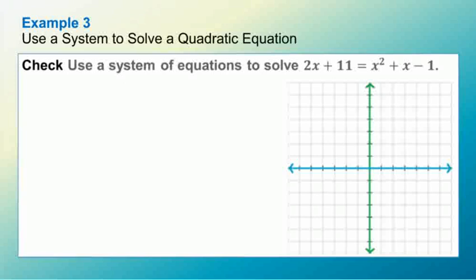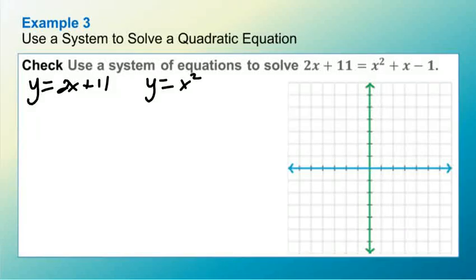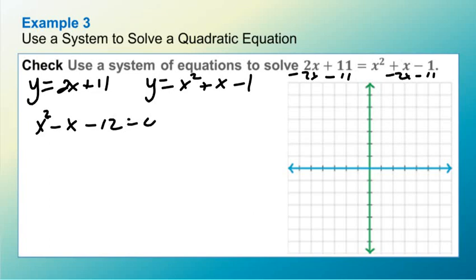Next, use a system of equations to solve this one. So we have y equals 2x plus 11, and we have y equals x squared plus x minus 1. Again, I'm going to use substitution here. And I'm going to subtract 2x and subtract 11. And now I have x squared minus x minus 12 equaling 0.